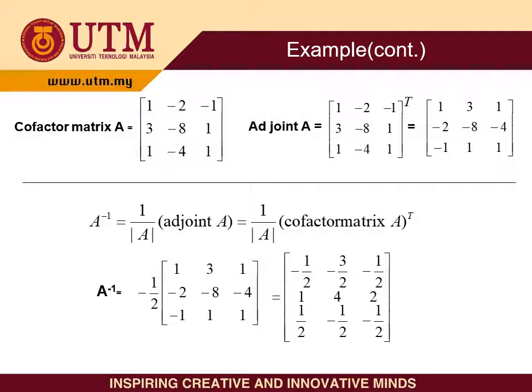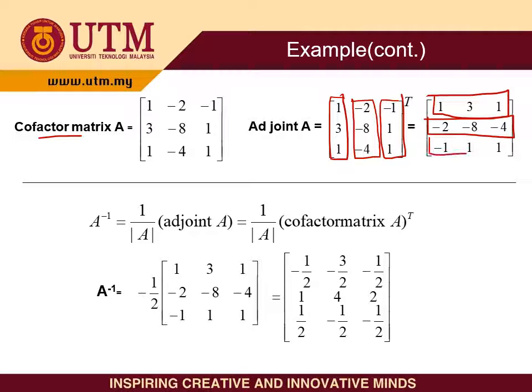The next step is to transpose the cofactor matrix that you found. Transpose is how you change the columns to rows, from the adjoint here. The first column to the first row, the second column to the second row, and the third column to the third row. This is how you transpose. I think you're already familiar with this.